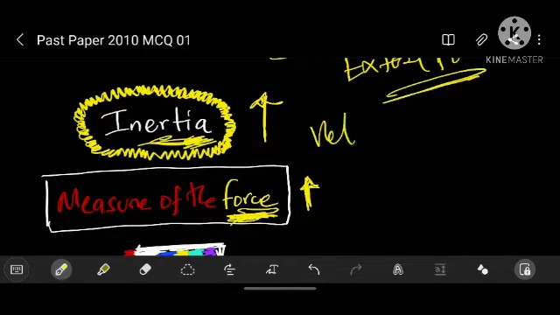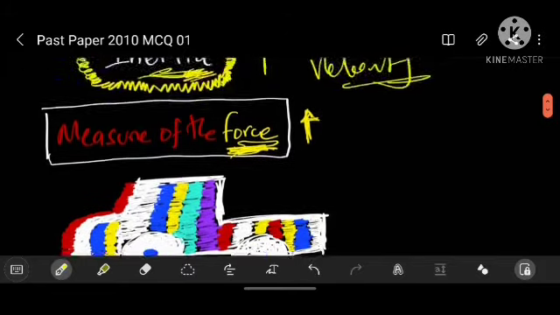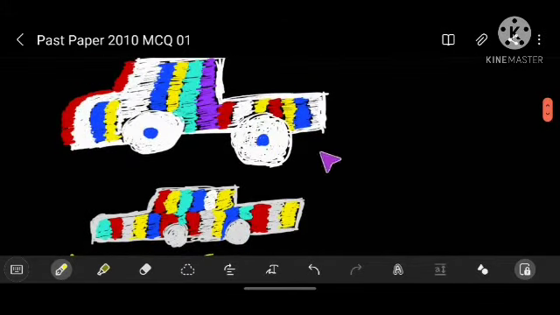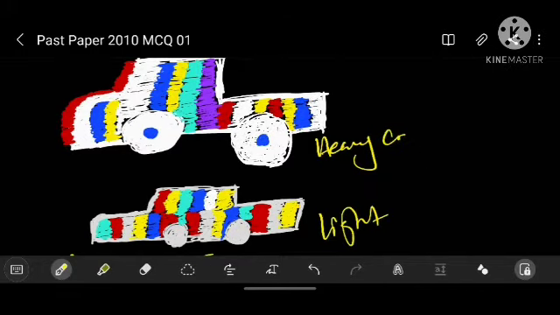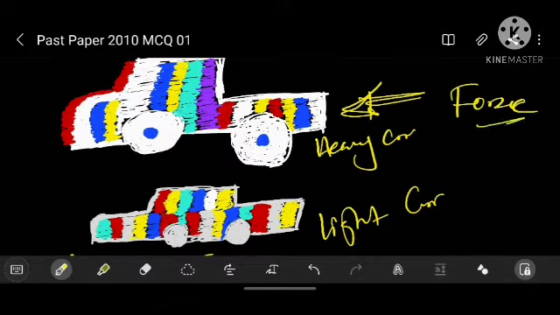Suppose a heavy car or a truck and a light car are both at rest. Intuitively we know that more force will be required to push the truck to a certain speed in a given amount of time than will be needed to push the car to that same speed in the same amount of time.